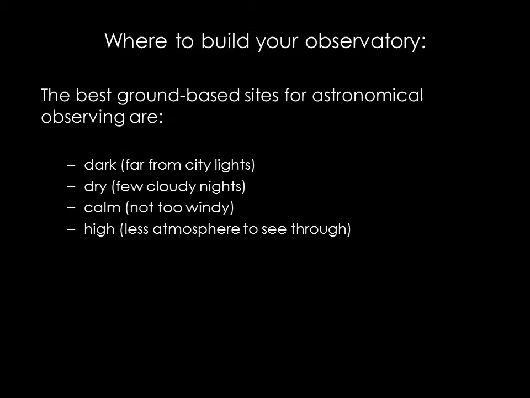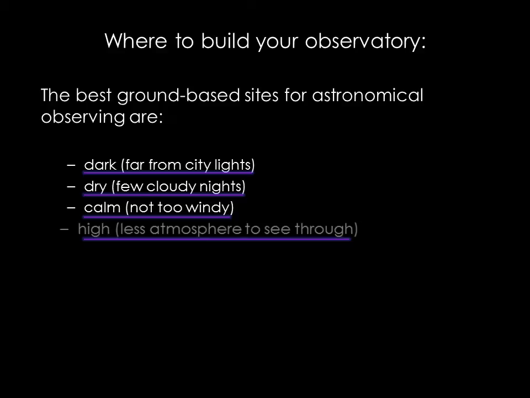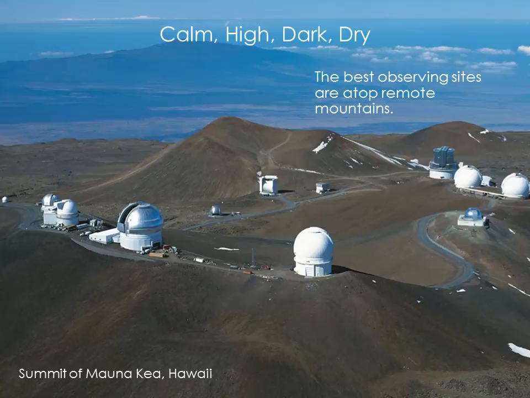When you're choosing the location of the next great Earth-based observatory, you want to minimize the effects of bad weather, light pollution, and turbulence as much as possible. The best sites are dark, dry, calm, and high above the densest parts of the atmosphere. There are some sites around the world that meet these criteria. For example, the 4,300-meter summit of Mauna Kea in Hawaii.